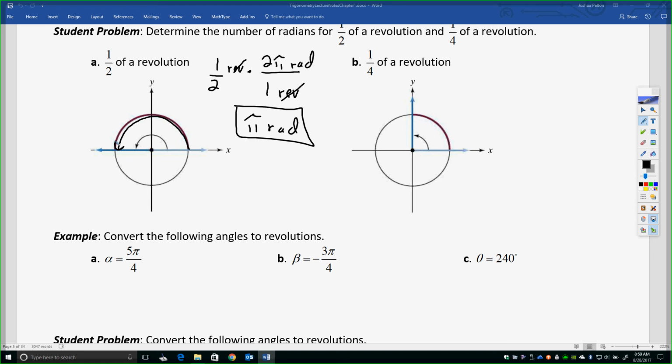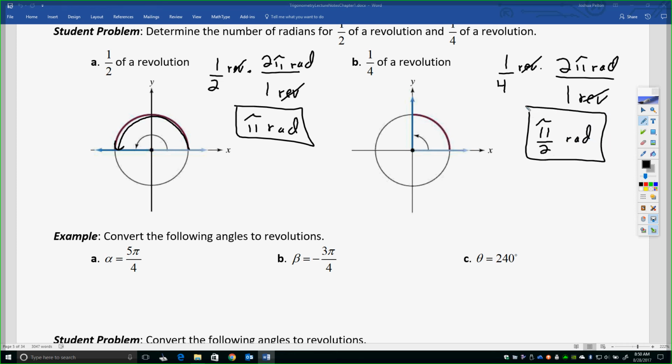Next one, 1/4 of a revolution. The conversion factor is 2 pi radians over 1 revolution. Cancel, cancel, and that gives us pi over 2 radians, which tells us 90 degrees is pi over 2, or a quarter turn.